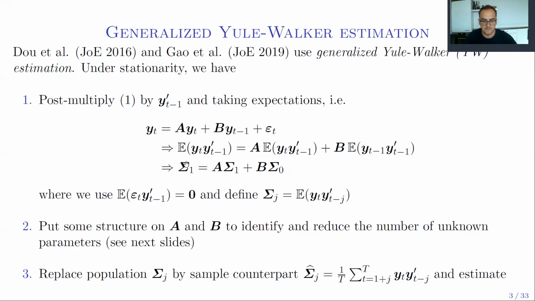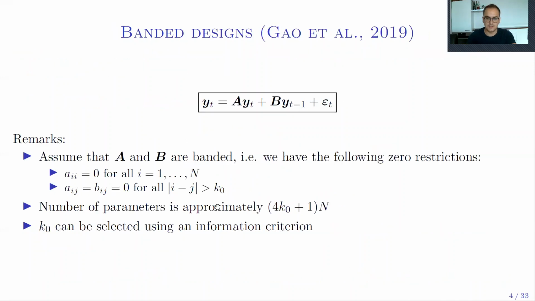So in other words, all that we need to do now is to plug in the sample counterparts of these population covariance matrices. And in principle, we are good to go, except there is one further issue, namely that every equation that we have here will give us n observations, but 2n minus 1 unknowns. So clearly, we need to impose some further structure to reduce the number of elements to estimate.